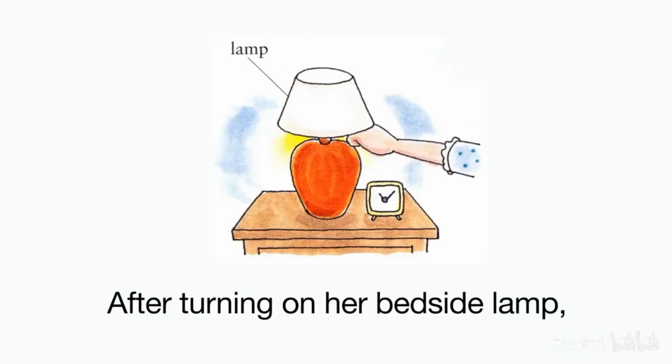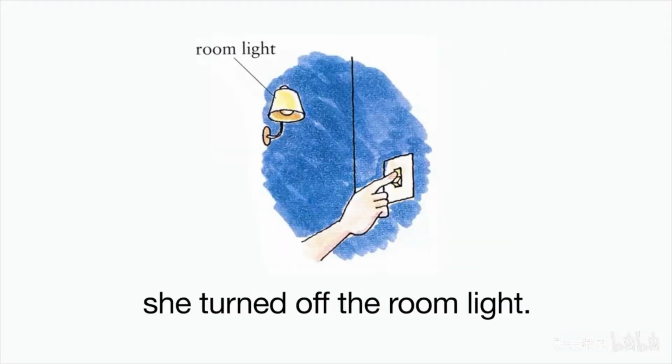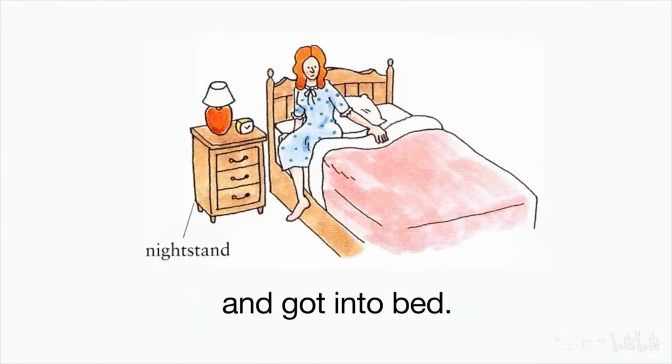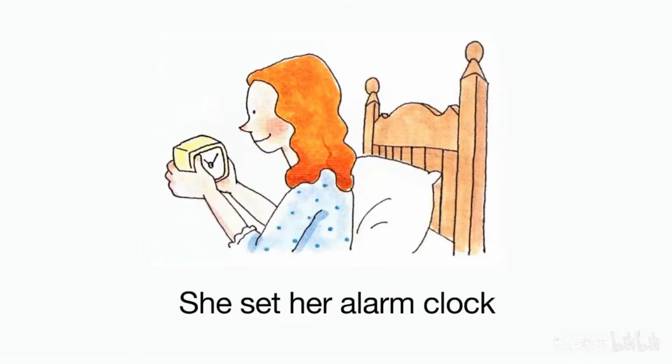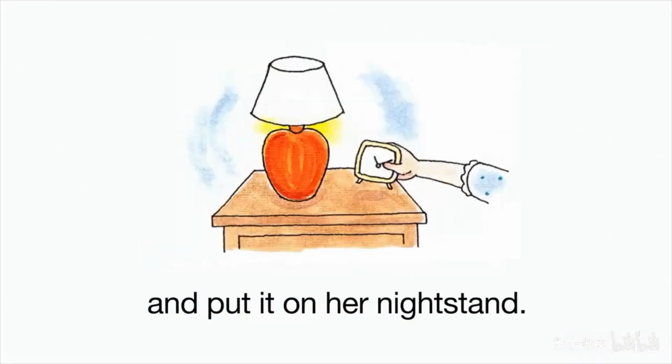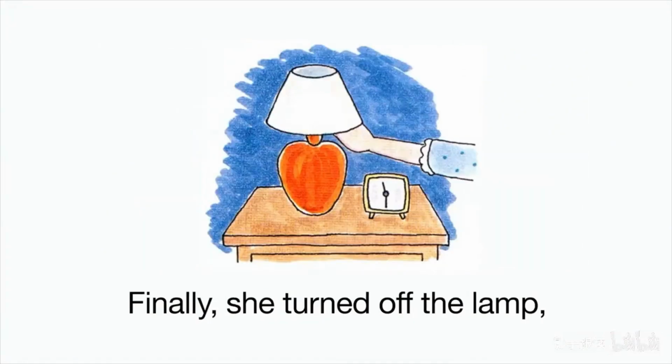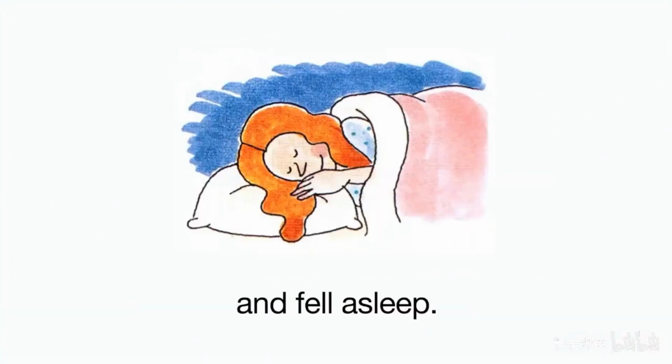After turning on her bedside lamp, she turned off the room light. She pulled back the covers and got into bed. She set her alarm clock and put it on her nightstand. She read in bed for a while. Finally, she turned off the lamp, lay down, and fell asleep.